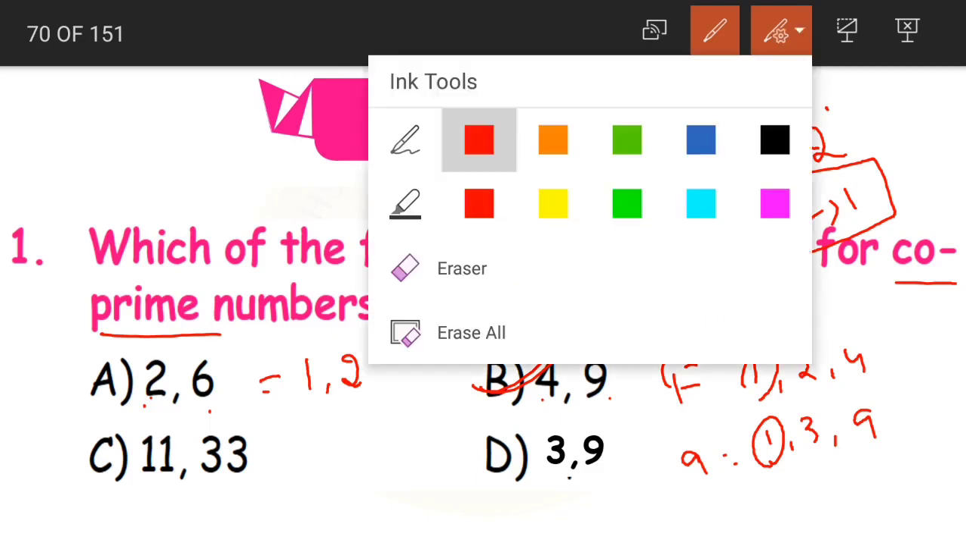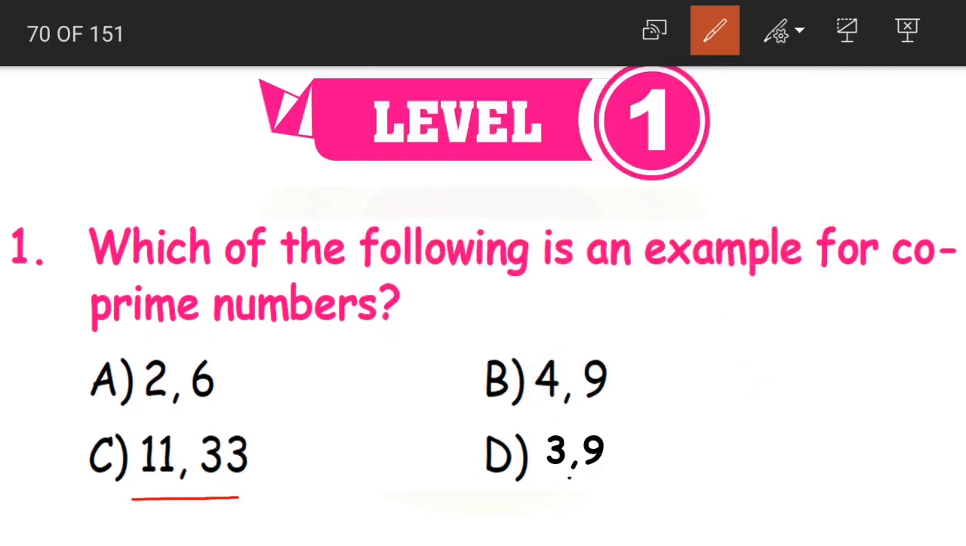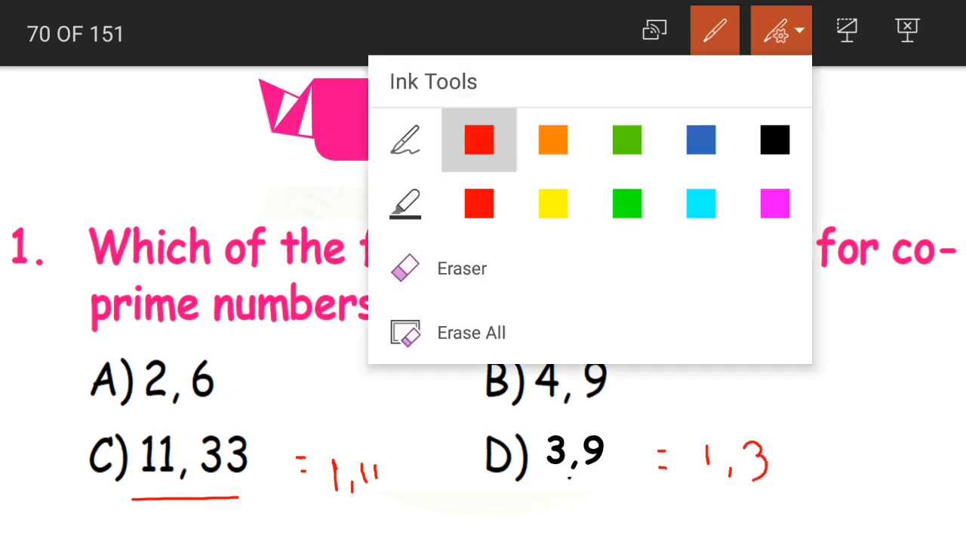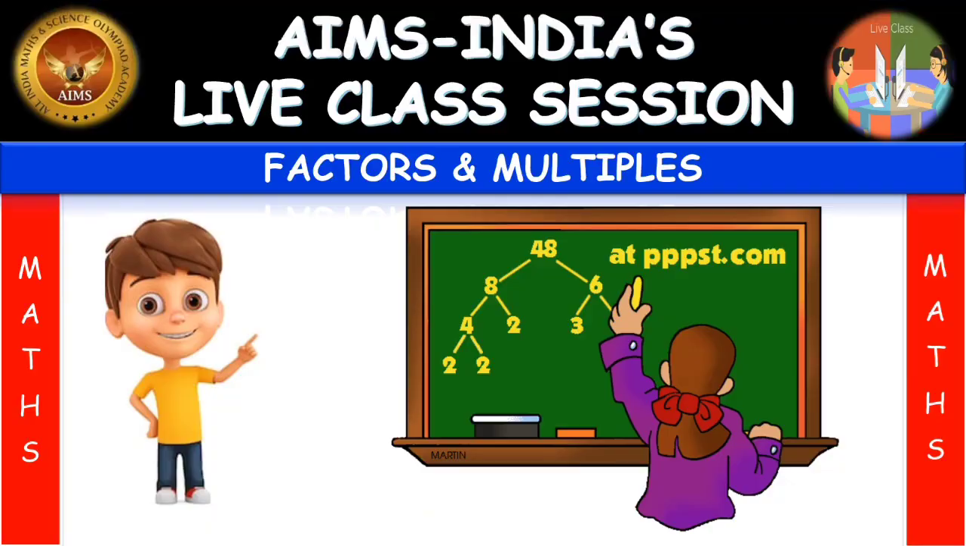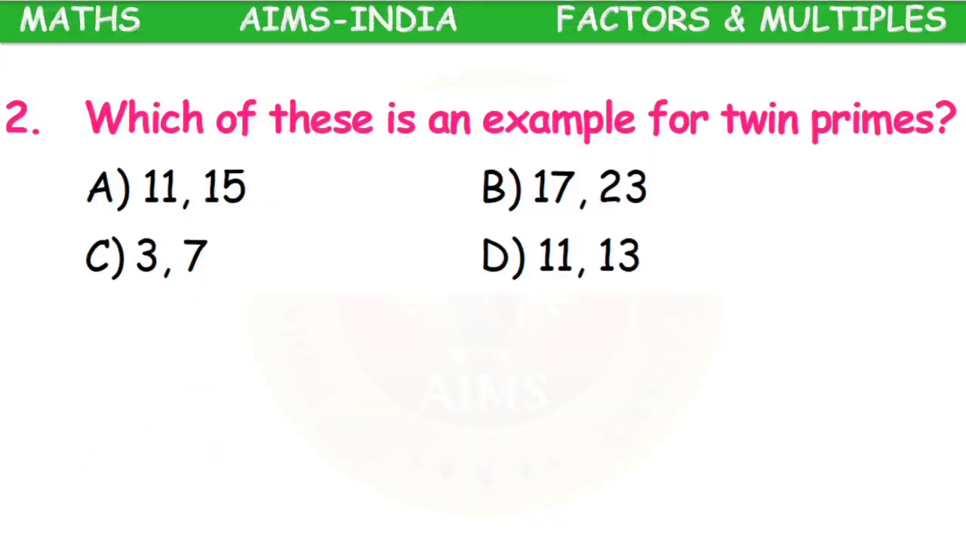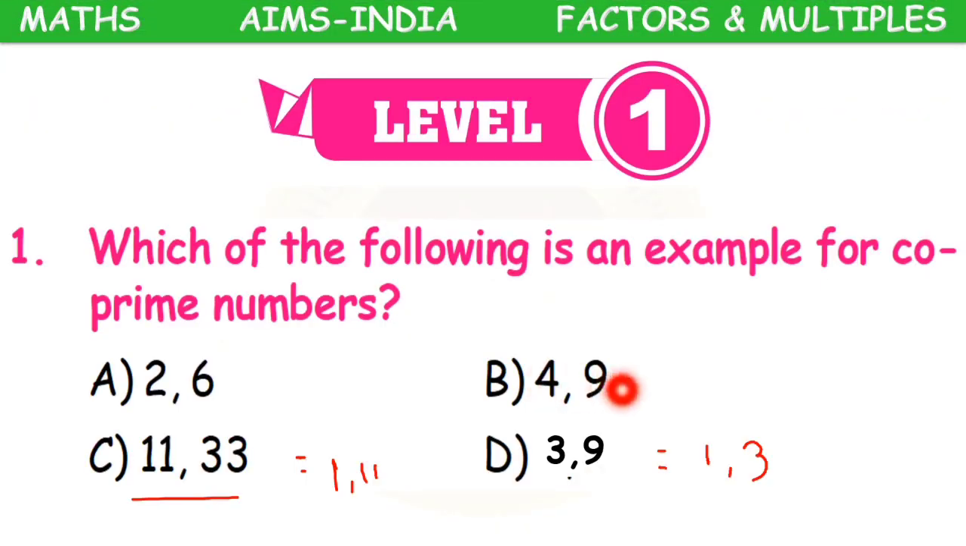Okay children? Now here C, 11 and 33 have 1, 11 as their common factors. 3, 9 have 1 and 3 as their common factors. So what is our correct answer? Option B. Option B, 4, 9 is our correct answer.